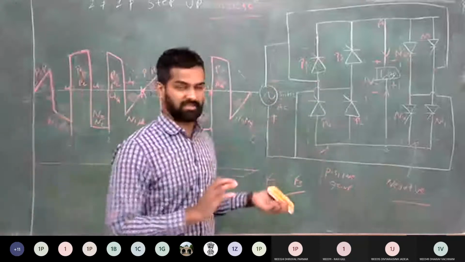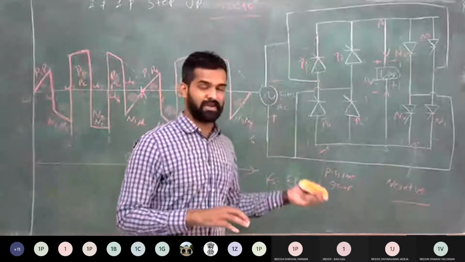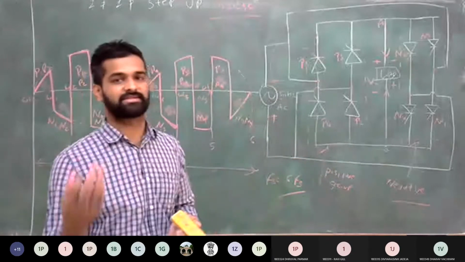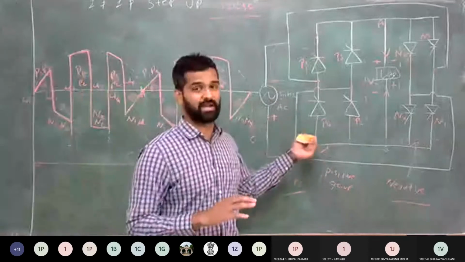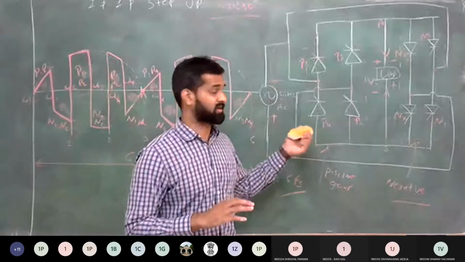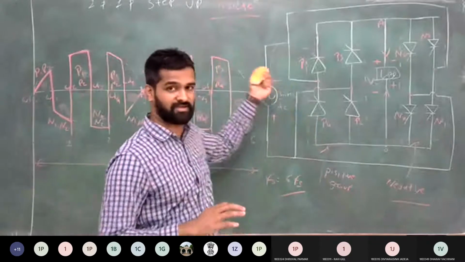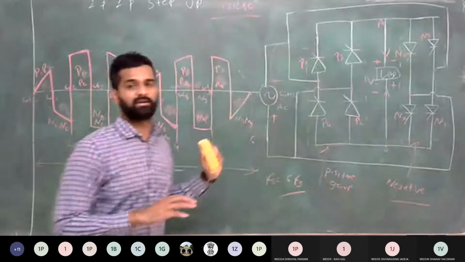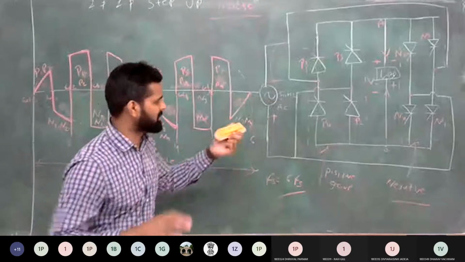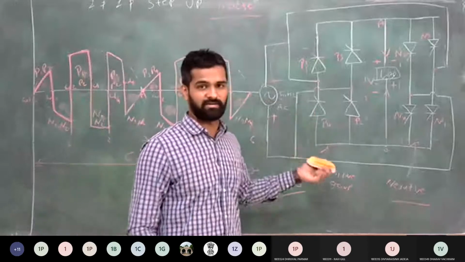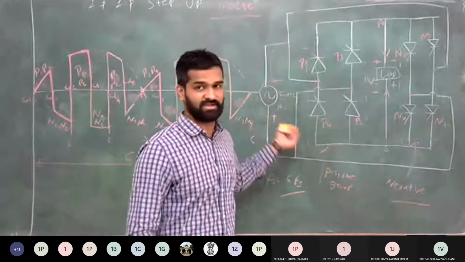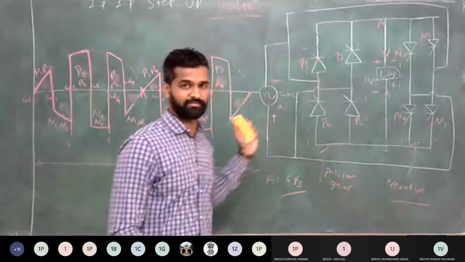But what is the difference here? In this bridge fashion, you do not require the center tap transformer here. You do not require the center tap transformer. In the midpoint fashion, you require the transformer. Clear? So depending upon this requirement, you can use any configuration, midpoint or bridge type.